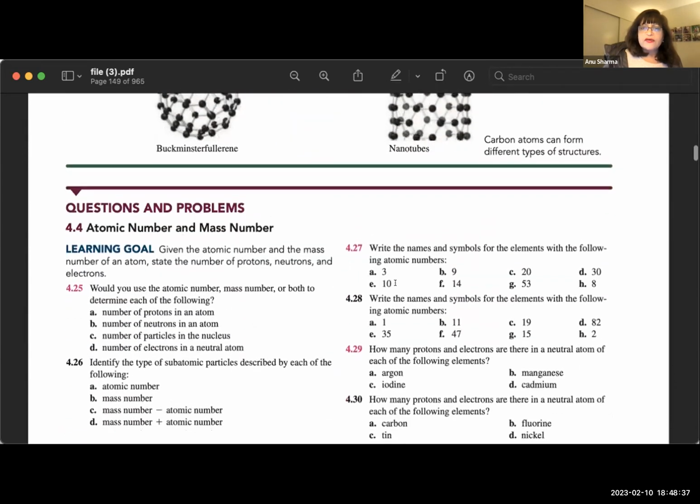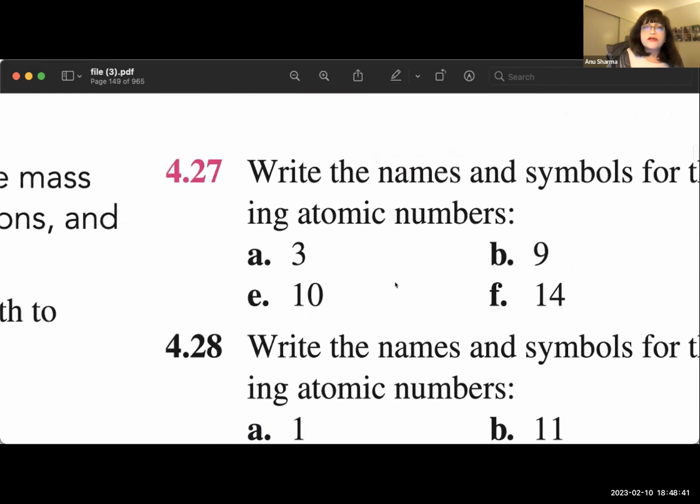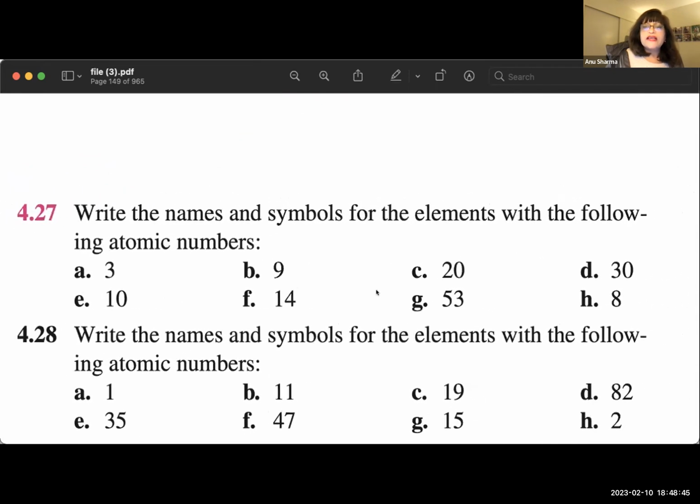116. Okay, so let's start. Let me bring this larger. Here you are being asked to write the names and the symbols of elements which have these atomic numbers. For that, you're going to consult the periodic table. When you look at the periodic table, look at the atomic number 3. Look at the atomic number 9. Look at the atomic number 20. So let's do that.